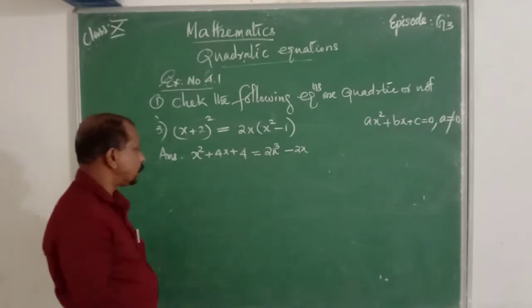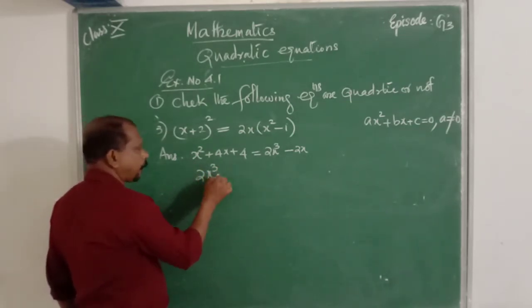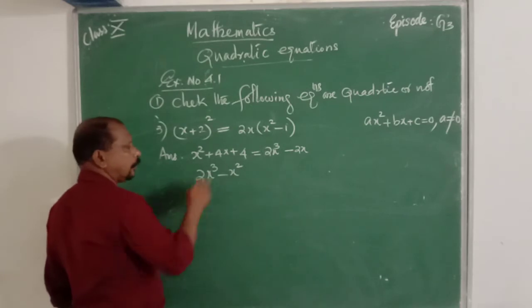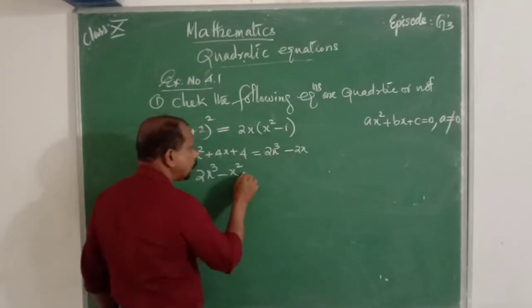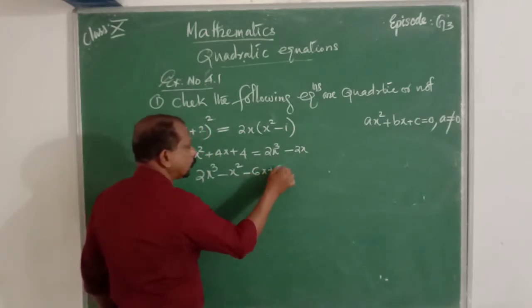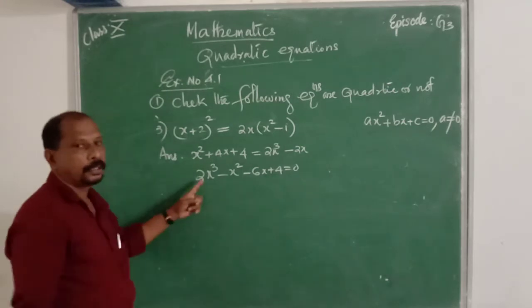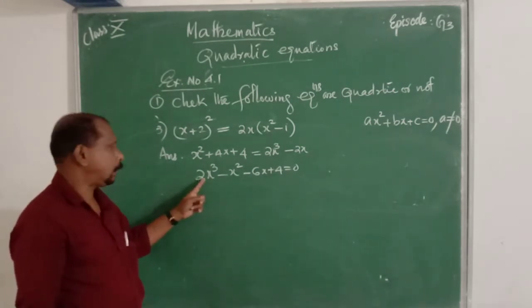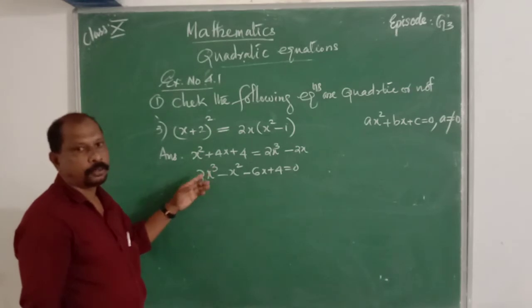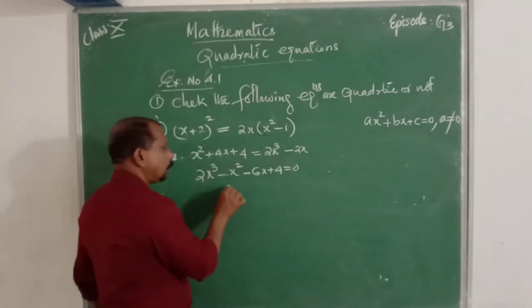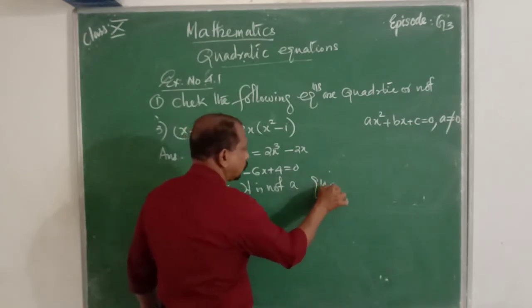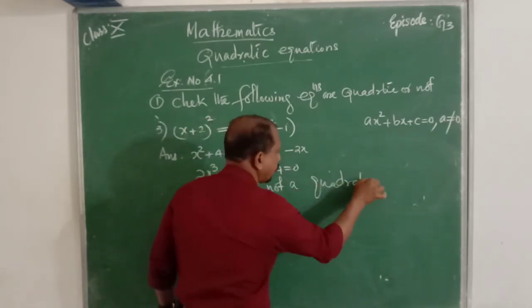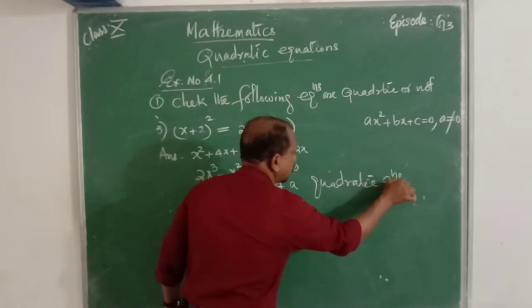Then shifting this to the right, 2x cube minus x square. 4x is shifting to the right, it is minus 4x. Minus 4x minus 2x is minus 6x, plus 4 is equal to 0. What is the highest power? x cube is the highest power here, that is 3. Therefore, it is not the second degree, it is third degree. Therefore, it is not a quadratic equation.